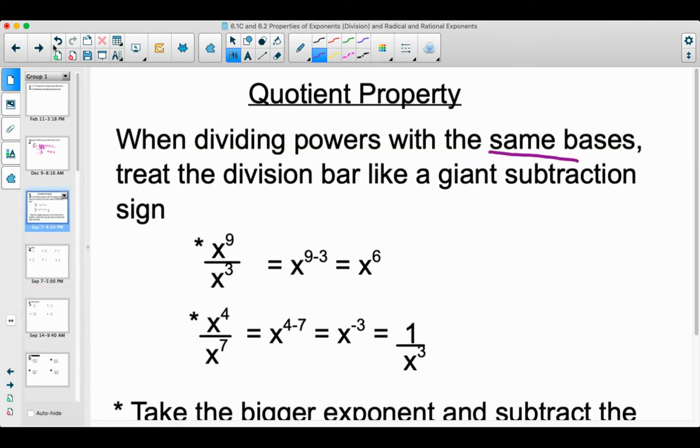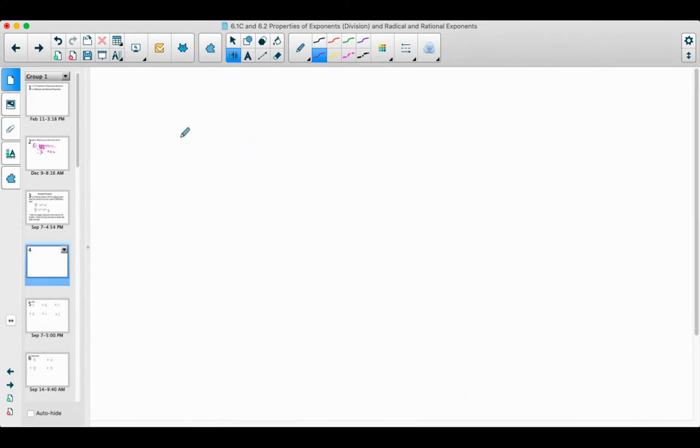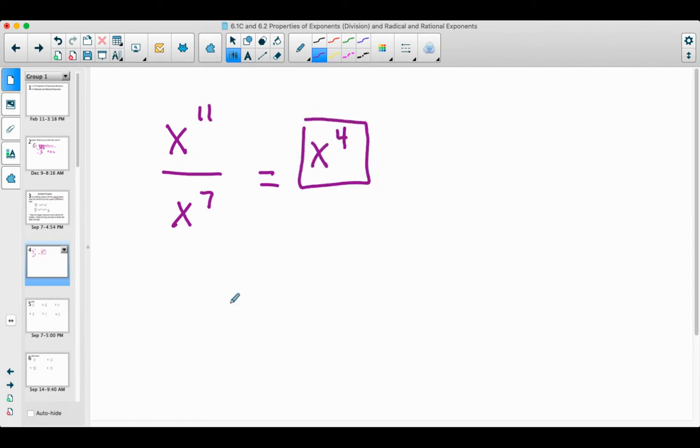I'm just going to make one up. So let's just go x to the 11th over x to the 7th. So 11 is bigger. 11 minus 7 is 4. And 11 is on the top. So the x to the fourth is going to be on the top. And that is my answer.